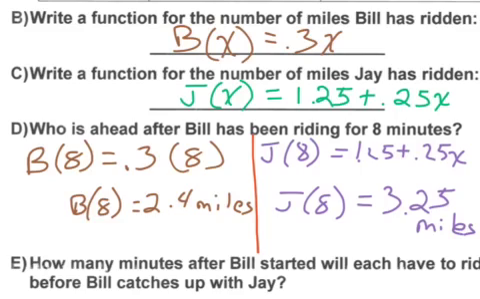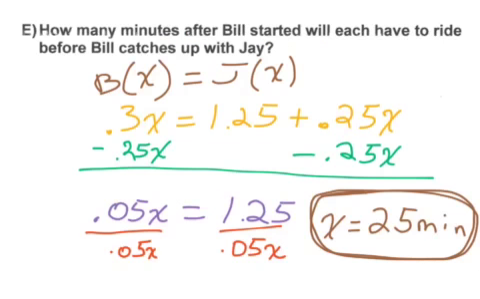And what you will see is after 8 minutes, Bill has gone 2.4 miles. Jay has still got a lead at 3.25 miles because he got the head start. Let's figure out when they catch up. Okay, write this down and hit pause.